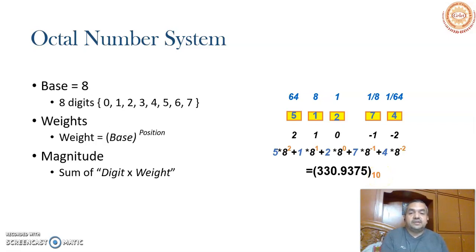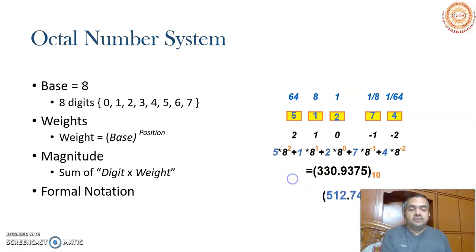When I am converting, I will always convert to the decimal number system, which is popular and known to all of us. So finally, the formal notation will be like this: 512.74 to the base 8.